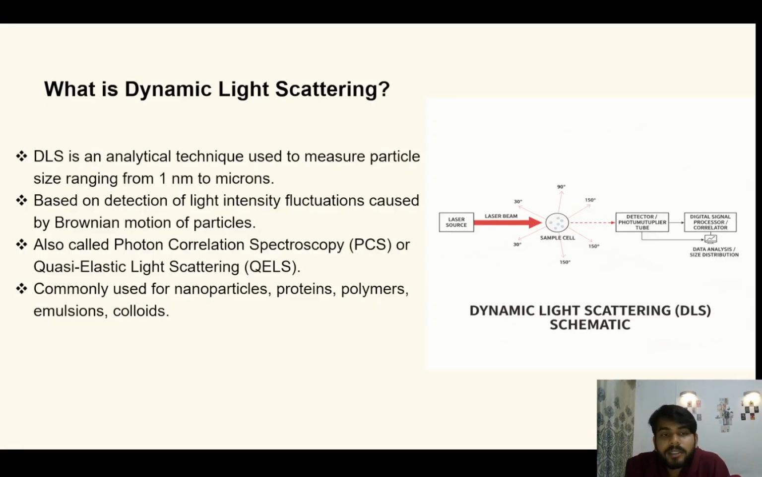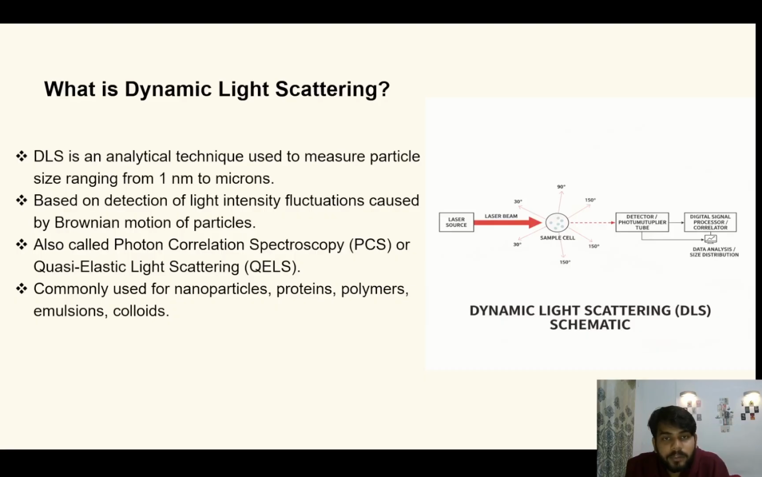So DLS is a technique which is used to measure particle size, typically in the range of nanometers. They range from 1 nanometer to a few microns. When particles are suspended in a liquid, they are constantly moving. This movement occurs due to Brownian motion, which is the random motion of particles caused by collision with molecules of the surrounding liquid.